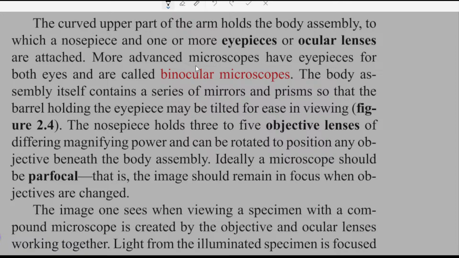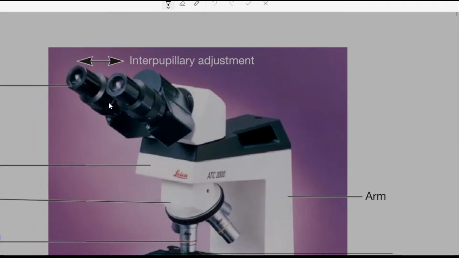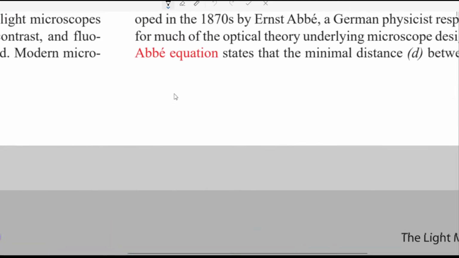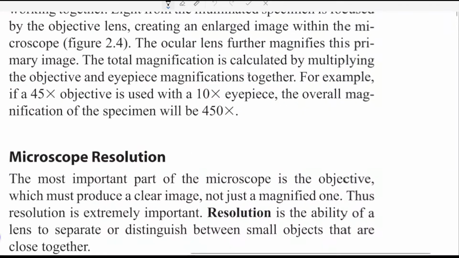More advanced microscopes have eyepieces for both the eyes and are called binocular microscopes. Okay guys, let's see this diagram. Yeah, this is a binocular microscope because it has two lenses for both of our eyes, while there are microscopes that have only one of these, right? We can see with only one eye.